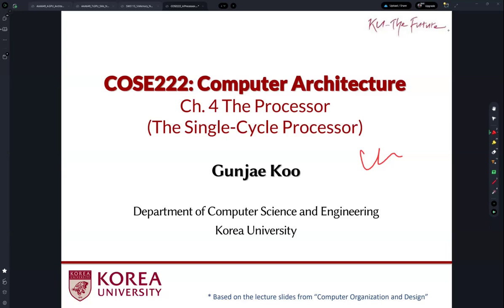As I mentioned, we will take the midterm exam next Tuesday during the regular class time. We will take the exam in this classroom. The exam will cover chapters 1, 2, and 3, as I mentioned. This is a closed book exam.